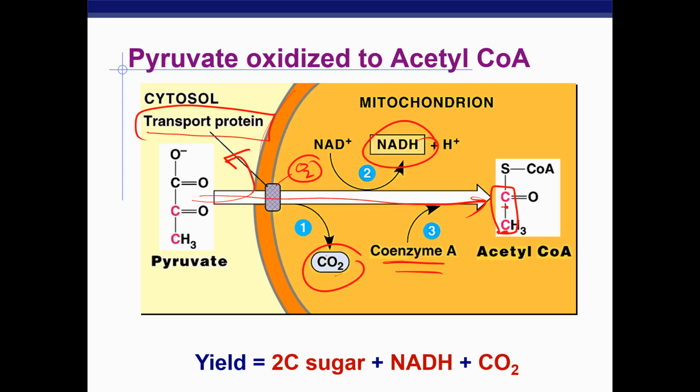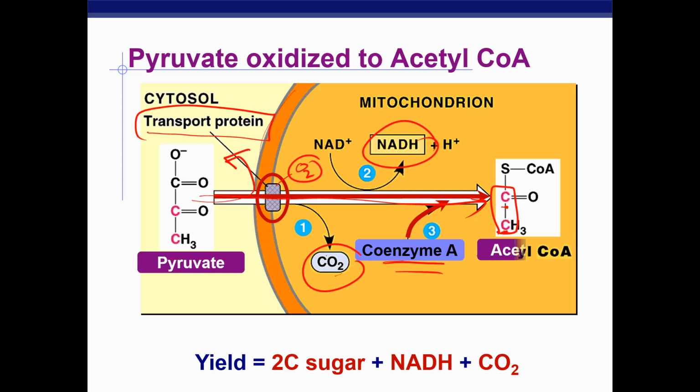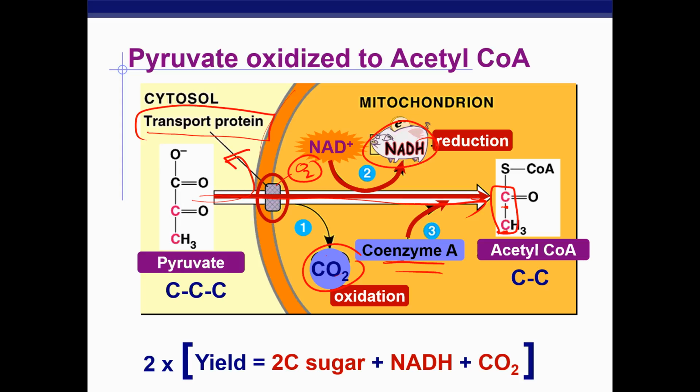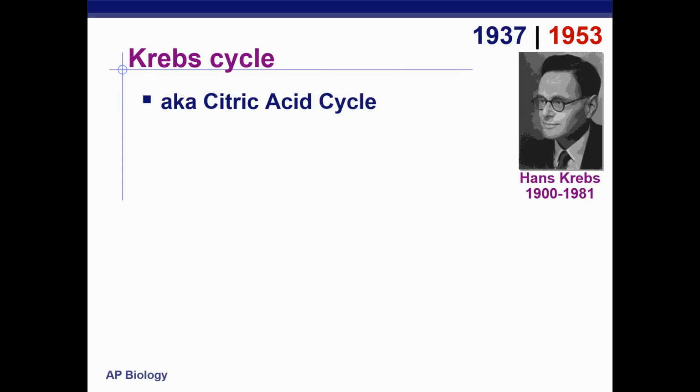How many times does this go through? 2. That's right. Because glucose gets split in half before we start up this whole process. Onward we go. All right, so this is the guy that you can hate if you hate the Krebs cycle, also known as the citric acid cycle, and we'll show you why it is the citric acid cycle in a little bit. So let's talk a little bit about the Krebs cycle.